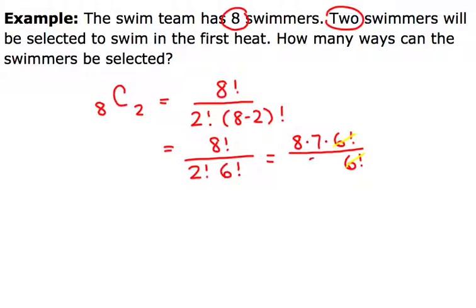We still have the 2 factorial here, which is 2 times 1. Now we can reduce both of these by a 2, so we have a 1 and a 4. Now we can multiply across. 4 times 7 is 28. 1 times 1 is 1. So we have 28 different possible groups of 2 swimmers out of a team of 8.